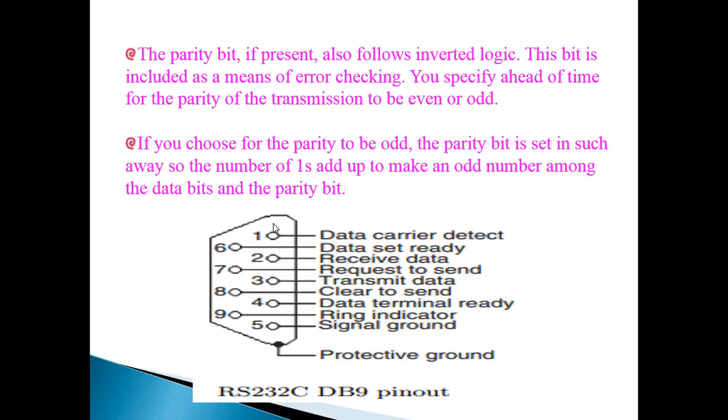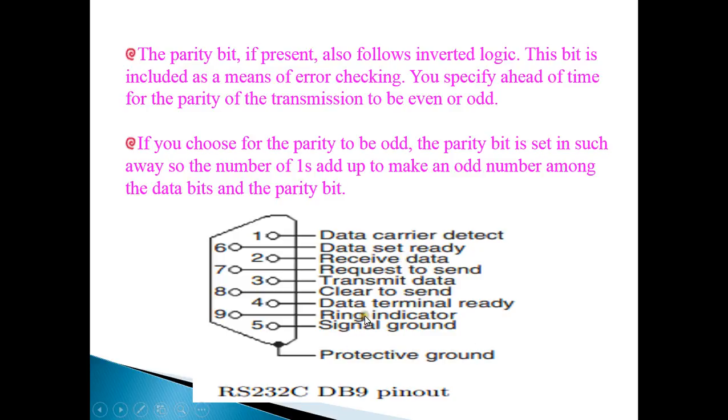You specify ahead of time for the parity of the transmission to be even or odd. If you choose for parity to be added, the parity bit is set in such a way that the number of ones adds up to make an odd number among the data bits and the parity bit. This is RS-232.